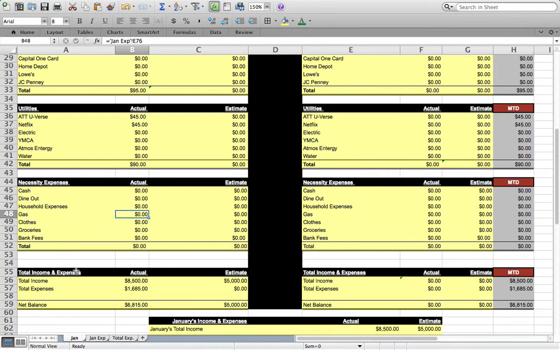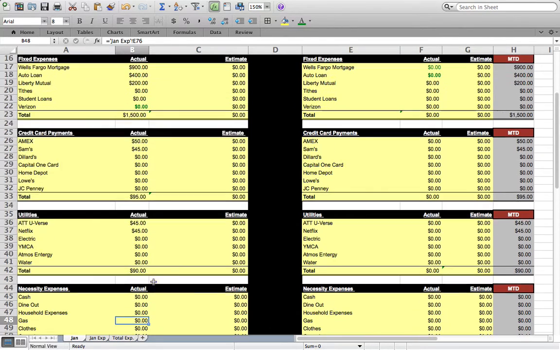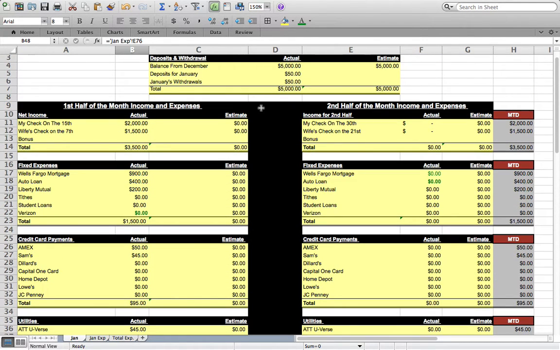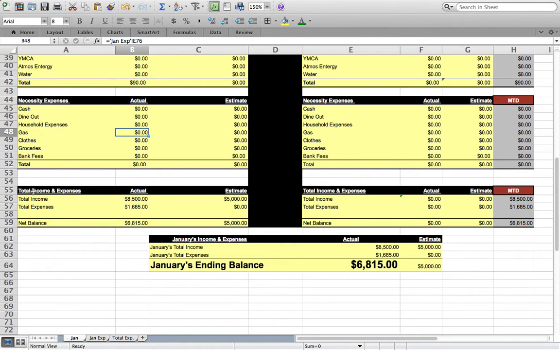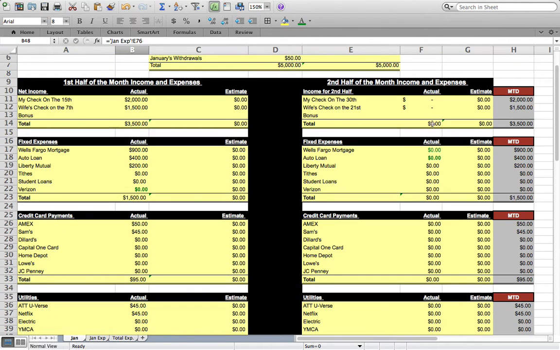Down here you have your total income and also your expenses. So you've got your total income. You see 8,500 here, which is a total of your balance forward and your first half income right here. So this is your first half total income and total expenses, which gives you a total of $68.15. That $68.15 is carried over here. Now when you go over to the second half of the month.